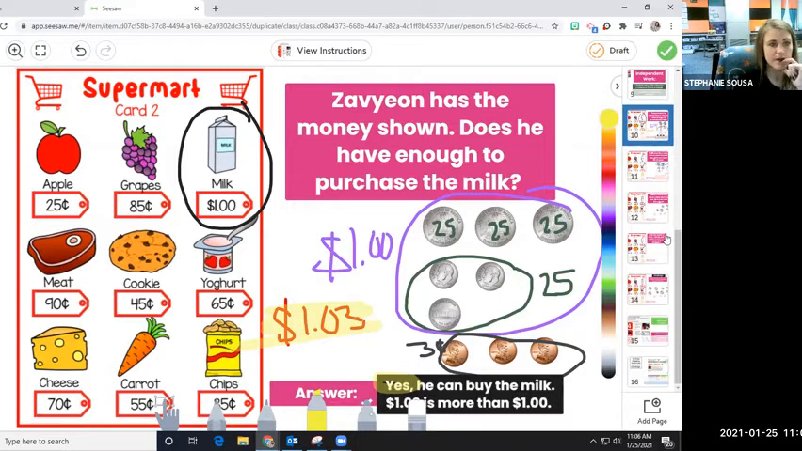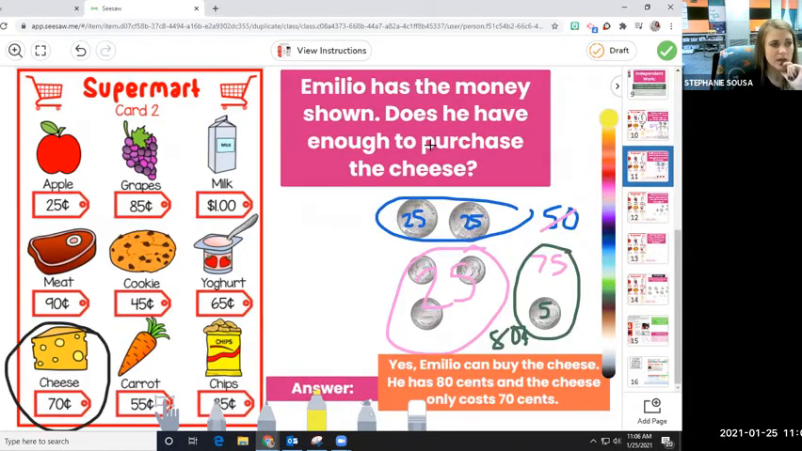All righty. On slide 11, Emilio has 80 cents. I grouped together 2 dimes and a nickel to make 25 cents and put those together to see that I had 75 cents. From there, I counted by 5 cents and got to 80. So yes, Emilio can buy the cheese. He has 80 cents and the cheese only costs 70 cents. What questions can I answer about that one?